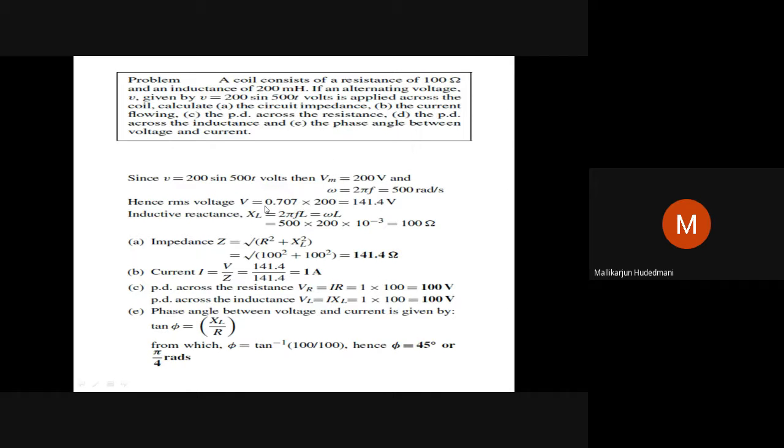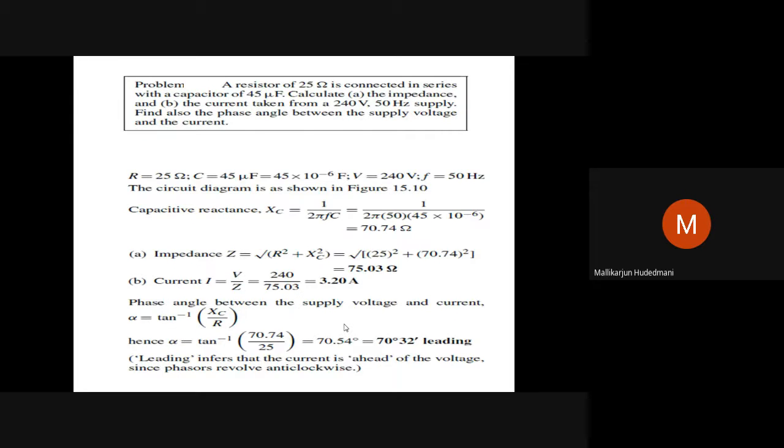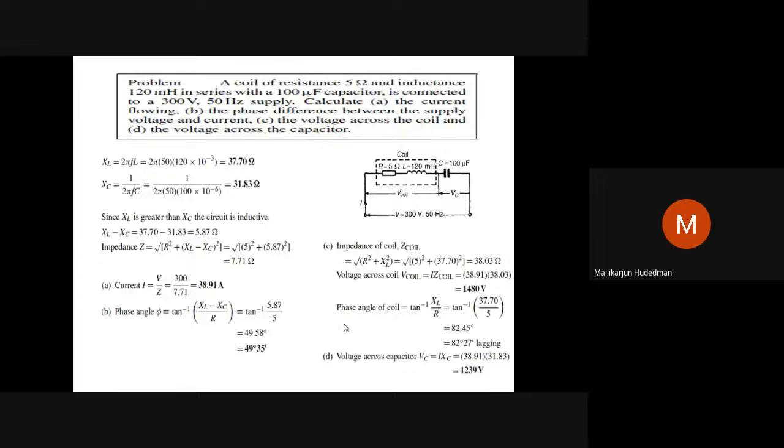Then we have calculation of instantaneous values, voltage across the coil, voltage across the resistance, like that. Very simple problems. Mostly you have to revisit the writings you have taken or the material you have collected. Okay, like this. It may be an RLC series circuit.